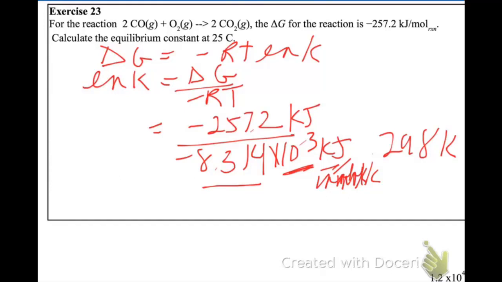Oh, times 298 K, my bad. And then I multiply it out, I get K equals e to the 103, which is about 1.2 times 10 to the 45th.